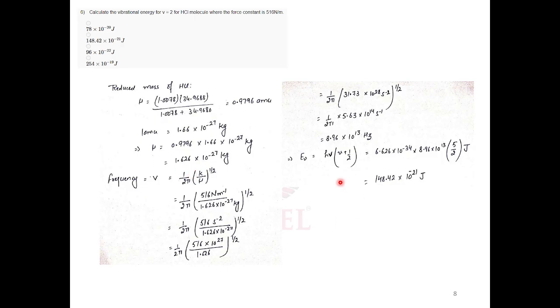So this is the energy, 148.42 into 10 to the minus 21. Now if you take it, here reduced mass is a concept that is considered as well. We do not need to fill in the earlier questions, and you need to find out the reduced mass, and from there you can get the value of this parameter.